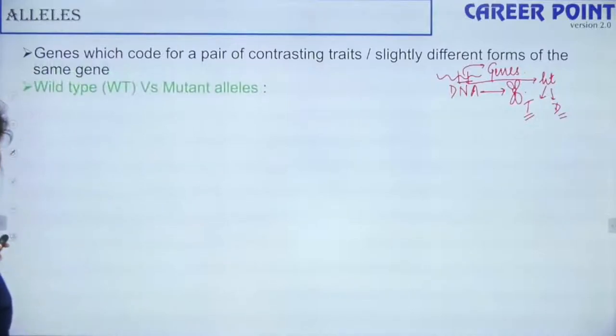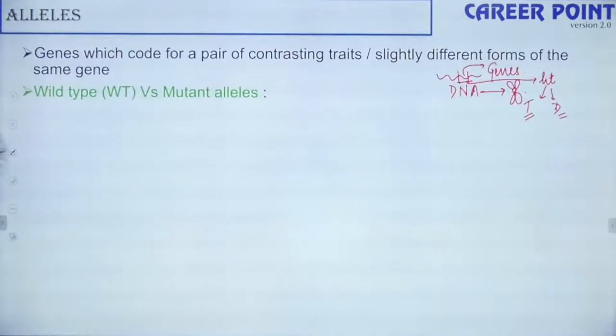Okay, so let's move forward. So your alleles can be of two types. One is wild type and the other one is mutant type.